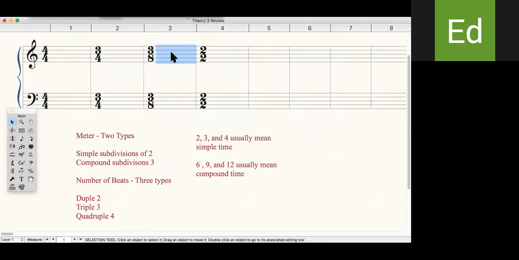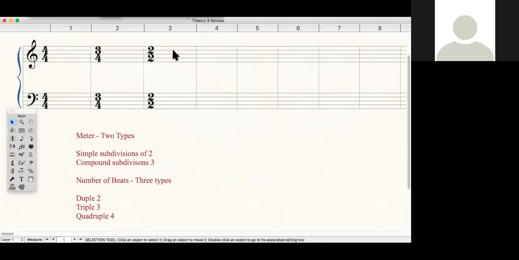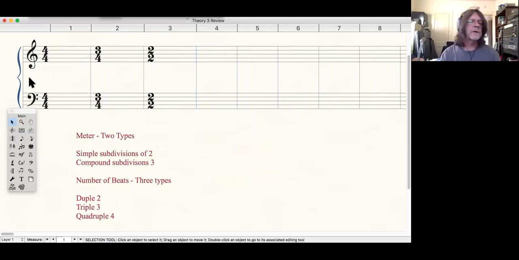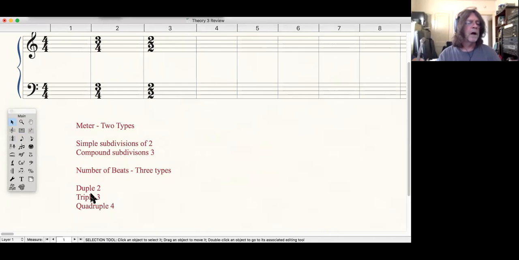Okay. All right. And you can correct me if I'm wrong, but these are the 3 most common time signatures that we see in music. All right, 4/4, 3/4, and 2/4. The first one is simple quadruple. The second one is simple triple, and the third one is simple duple. Does everybody understand that?